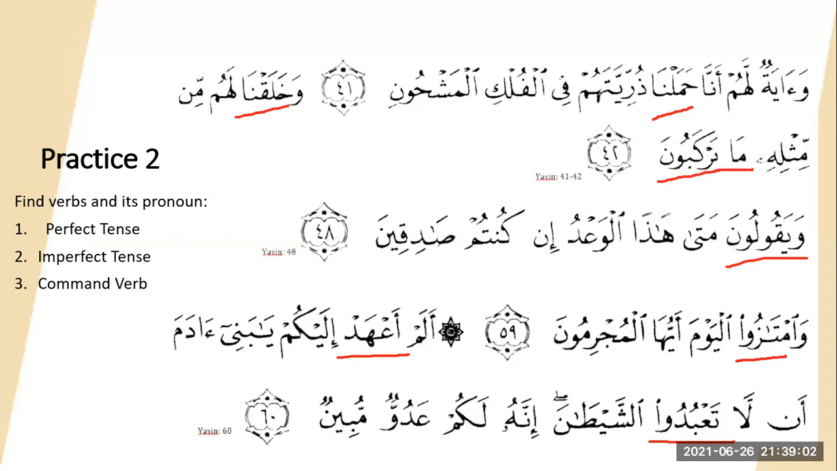"Innahu lakum aduwwum mubin." Okay. So that's how you start to recognize the verbs. Okay, we'll practice some more after this.